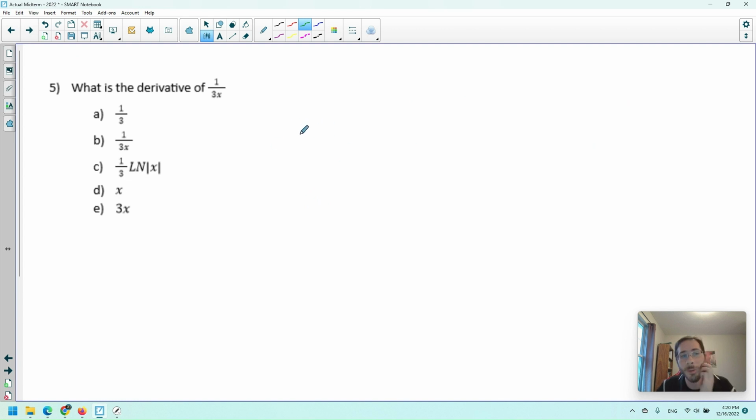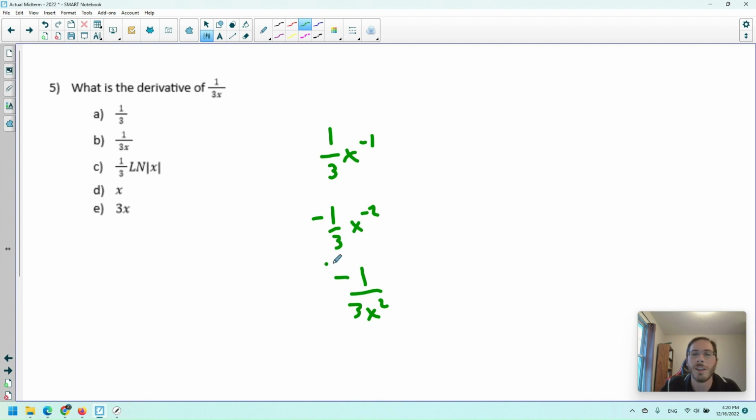For 5, we want the derivative of 1 over 3x. None of these answers are correct, so somebody kind of tricked themselves. But if we want to do this one, it is a pretty cool power rule because we have to do 1/3 times x to the minus 1. So we can bring the negative 1 down and go x to the negative 2 and get negative 1 over 3x squared, which would be the correct answer.